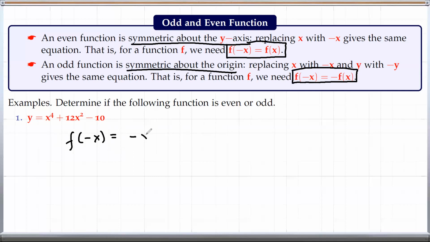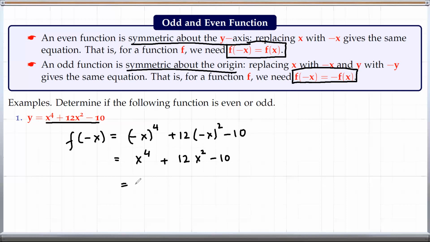So f of negative x is negative x to the 4 plus 12 times negative x squared minus 10. Negative x to the 4 is simply x to the 4, plus 12 times negative x squared is simply x squared, and minus 10 as it is. Now you see x to the 4 plus 12x squared minus 10 is exactly what we have over here. So this is simply f of x, the given f of x.